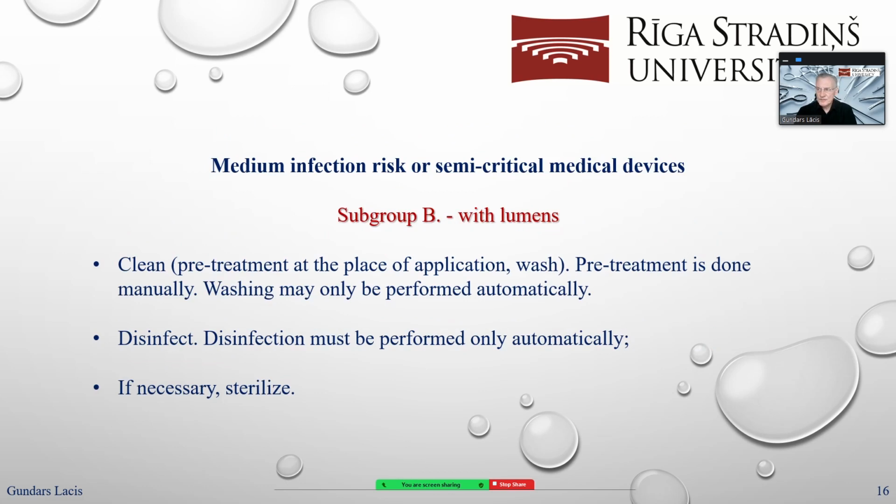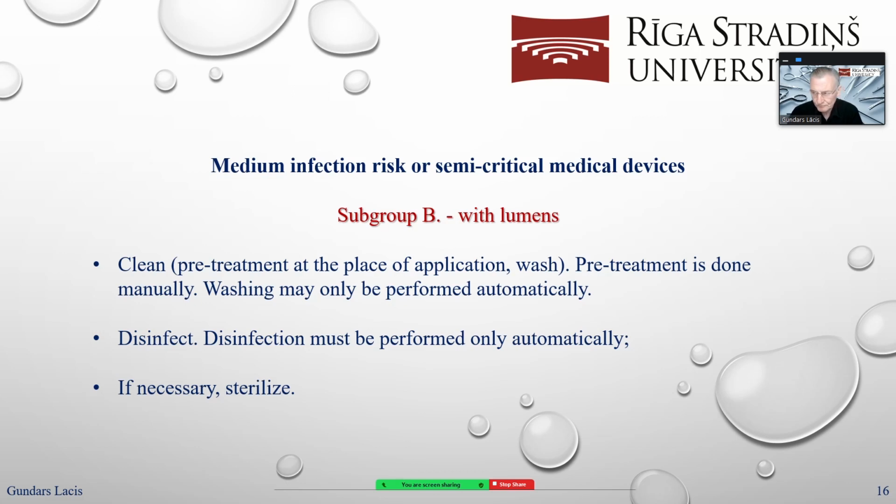Subgroup B, specific. Semi-critical devices with lumens or channels inside. Cleaning, pre-treatment at the place of application, washing. Pre-treatment is done manually, and actually it's for all groups and all subgroups. Pre-treatment is always manual, but washing can be performed only automatically.